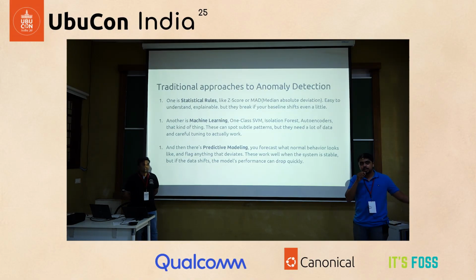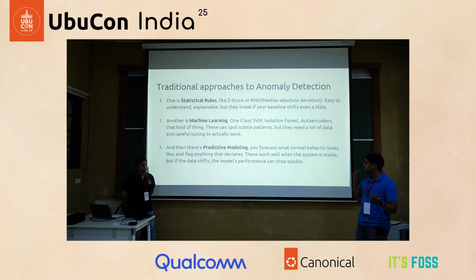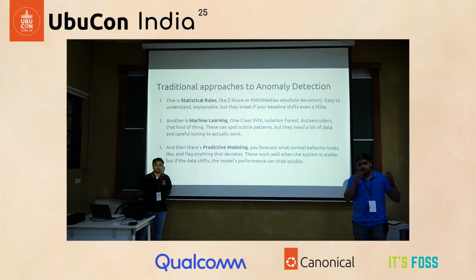Another one is machine learning. Everybody knows this. You train some data and you get results. Some of them would be SVM, autoencoders, that kind of thing. These can spot subtle patterns very, very well, but they require an immense amount of training and data, and they need a lot of careful tuning to actually work.